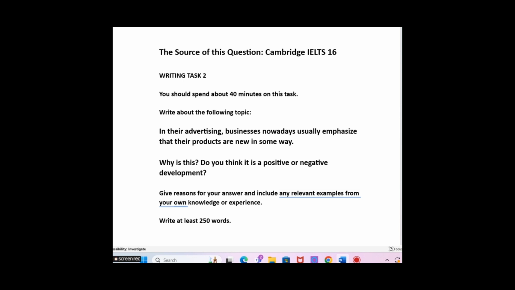Now look at the next instruction. Write at least 250 words. That means minimum 250, and of course there is no maximum limit, but restrict to 280 words to manage your time better. Before going to the explanation, please pause the video and study the question again. As you know, this is one of the ways of generating ideas to write essay in IELTS.